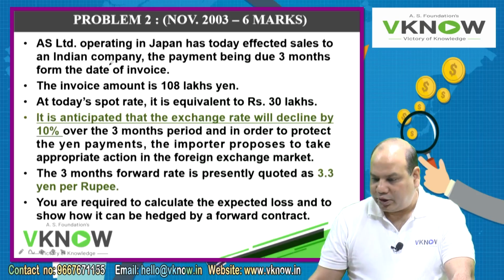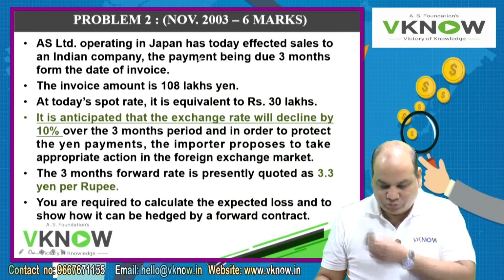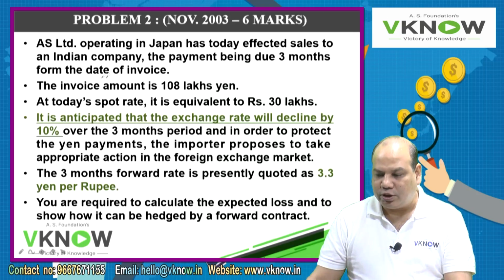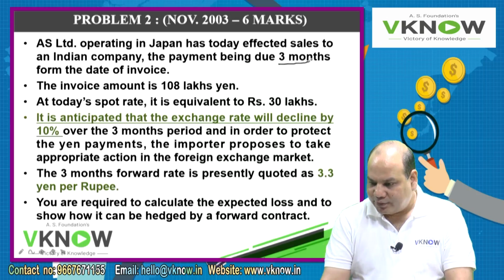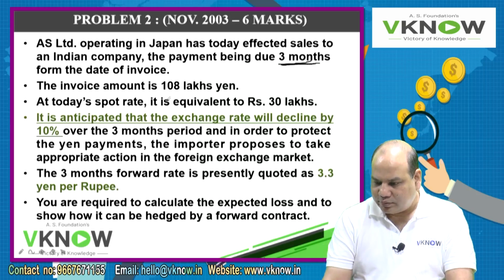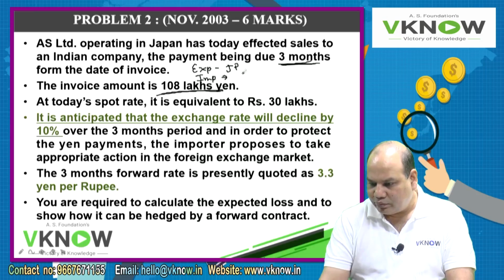AS Limited operating in Japan has today effected sales to an Indian company. The payment is due 3 months from the date of invoice. The invoice amount is, so first important thing, 3 months. Second is 108 lakh. Exporter is a Japanese company and importer is an Indian company.